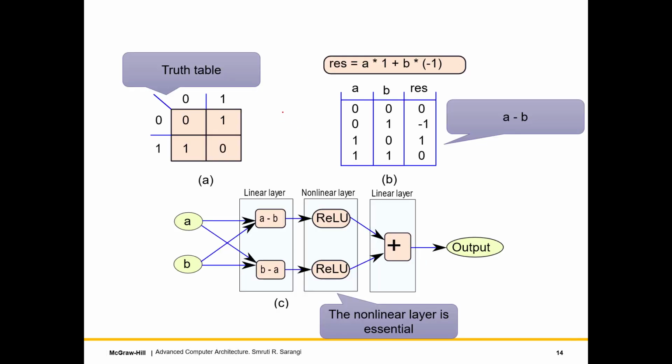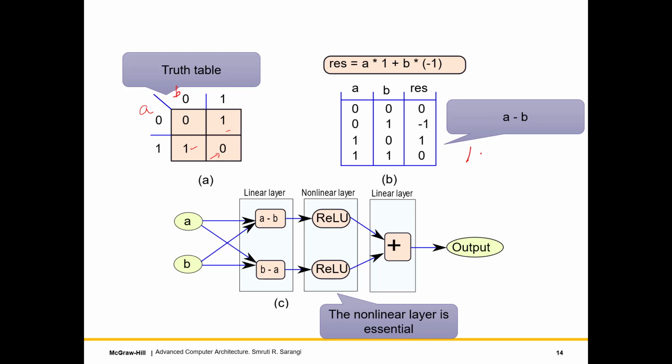So now let us look at the network. As you can see, the truth table is over here: if A is equal to 0 and B is equal to 0, then the output is 0. If both are equal to 1, the output is also a 0. As I said, if one is 0 and the other is 1, the output is a 1. And A minus B, these are the values.